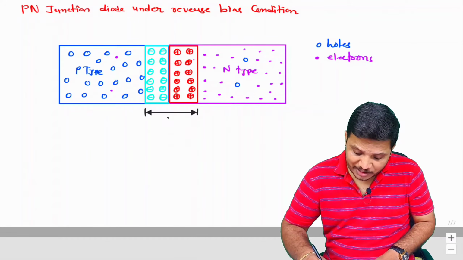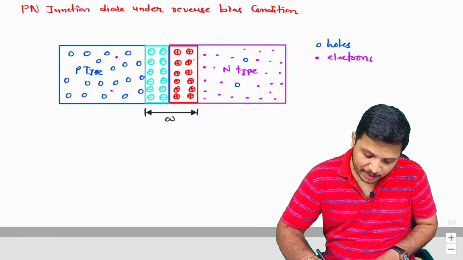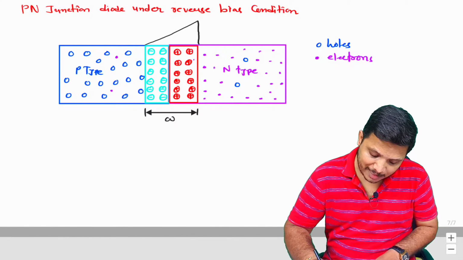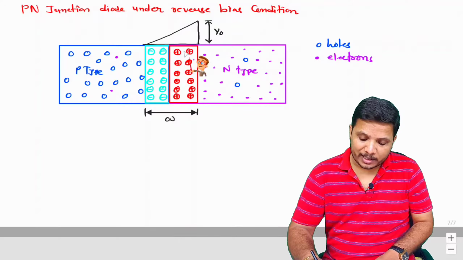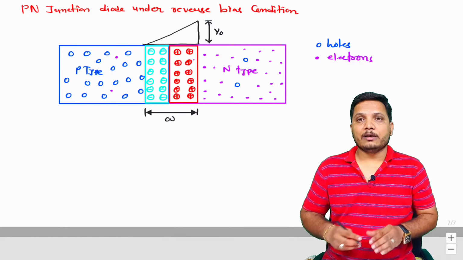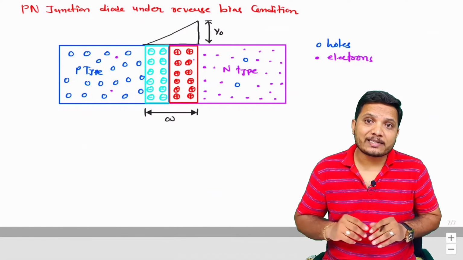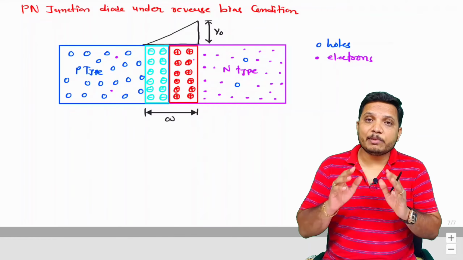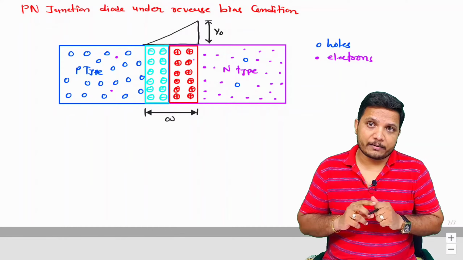Under no bias condition, the width of the depletion region is W, and you will observe a potential barrier, that is V0. This potential barrier happens because of the negative and positive ions. Now see, in the depletion region there will be no charge carriers, right? And the depletion region does not allow the flow of current.